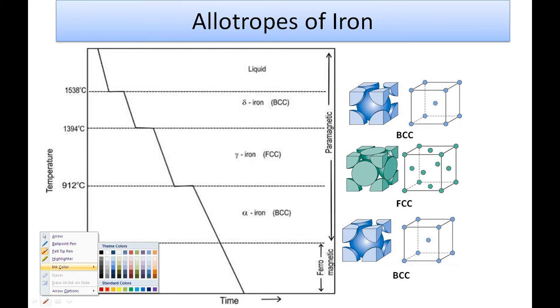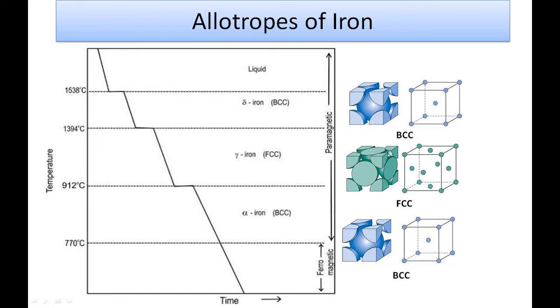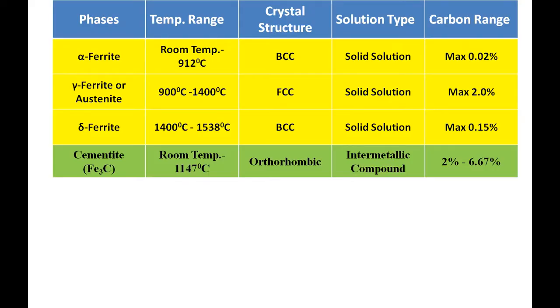That's why we have to study the phase diagram, because with the mixing of carbon atoms the iron also behaves differently. Okay, let's start. There are different kinds of allotropes: α-Ferrite, gamma-Ferrite and delta-Ferrite. The temperature ranges are given here.